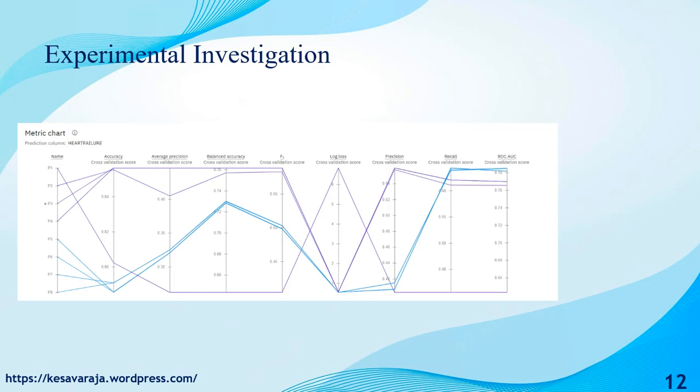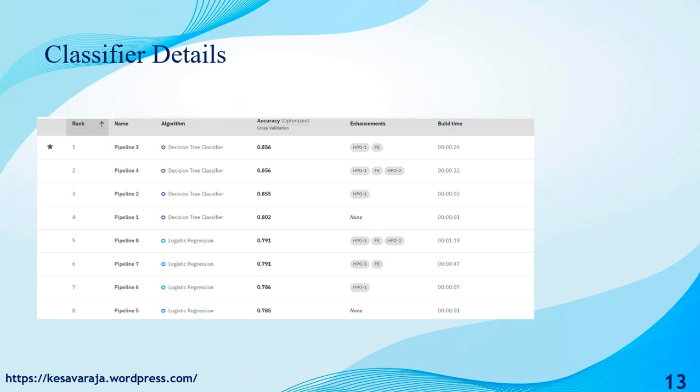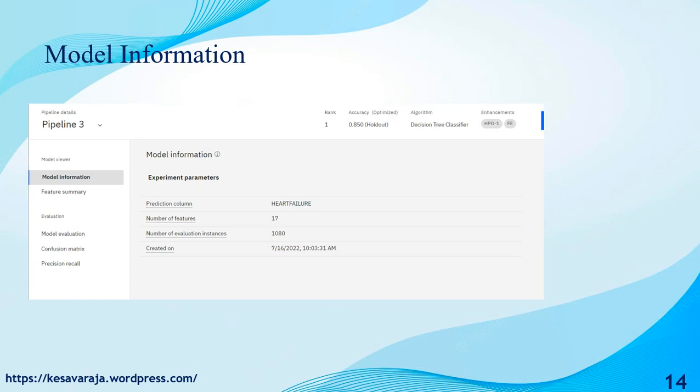The experimental investigation shows the entire metrics of accuracy, average precision, and balanced accuracy of all those 8 pipelines, listed along with the ROC curve too. This is the 8 pipeline list. For the decision tree classifier, the accuracy was 85, a higher range for this model. Then build time was very less along with hyperparameter tuning. This is the model information. The number of failures was very less, so it can be evaluated as the best model.